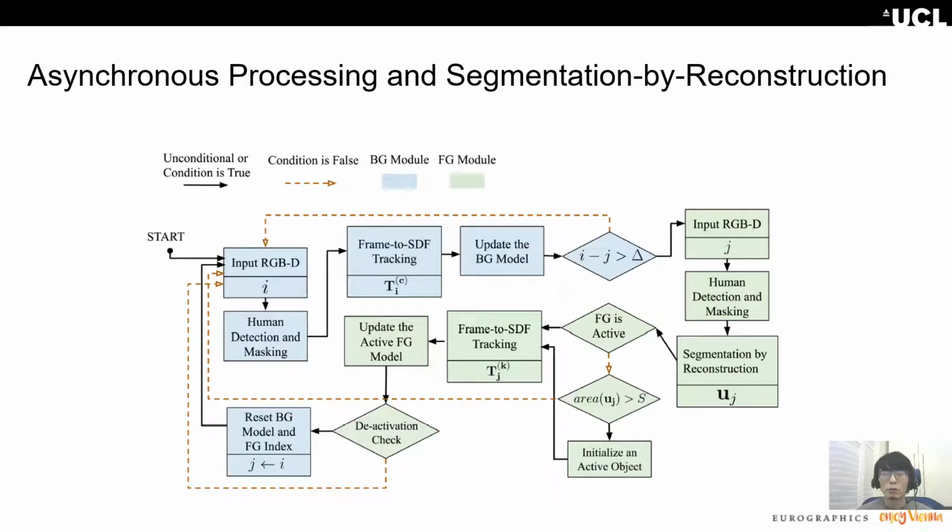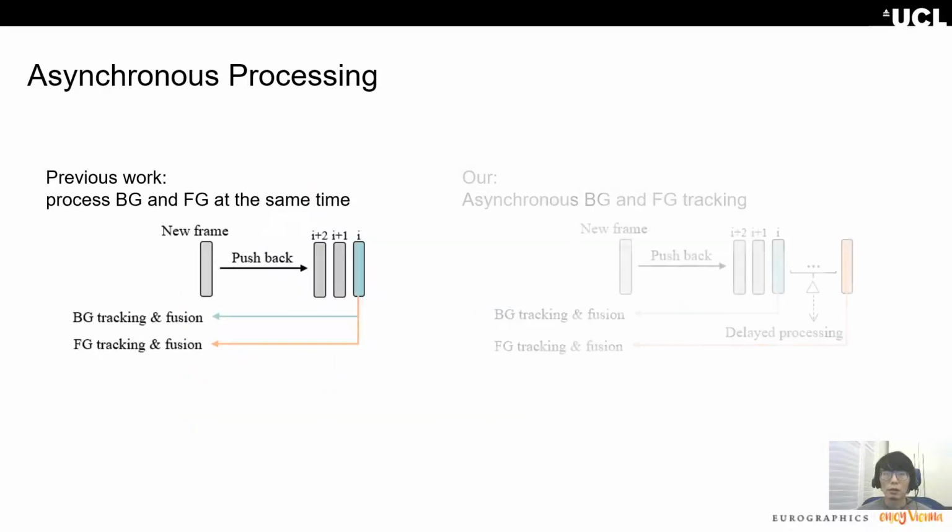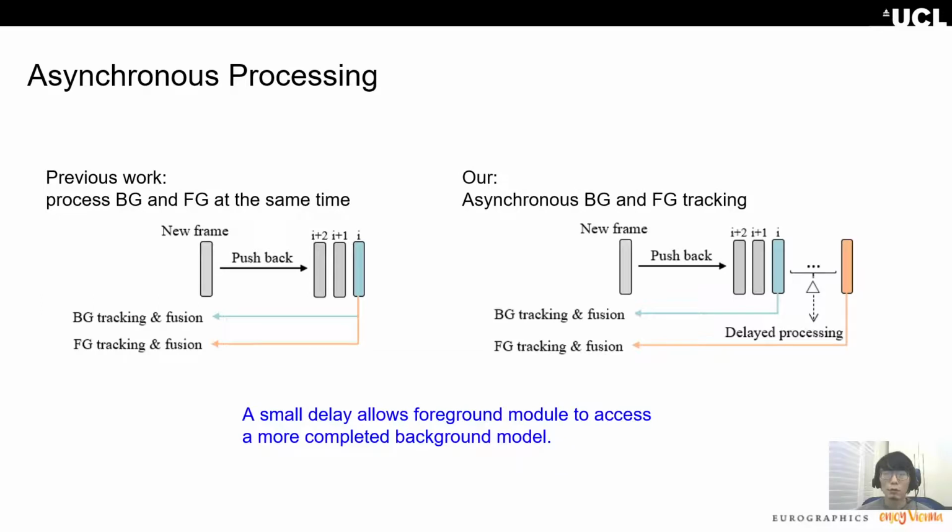Next, we introduce how we handle foreground. We use an asynchronous tracking scheme. Specifically, we don't track both foreground and background simultaneously. Instead, we delay foreground tracking by delta frames. This small delay allows the background model to accumulate more free space information. This is similar to multi-frame optimization, which uses multiple frames to achieve robust tracking.